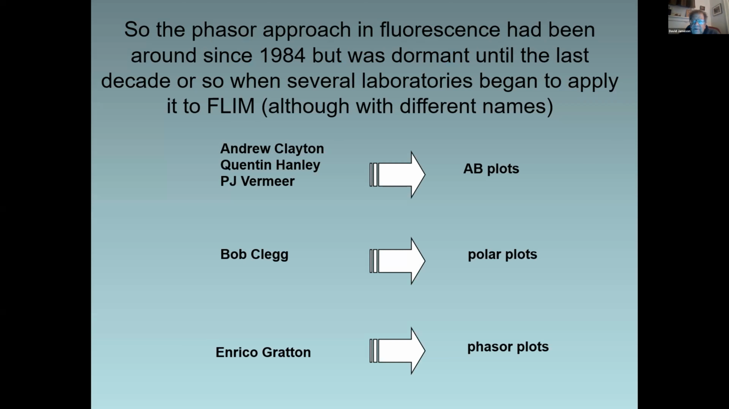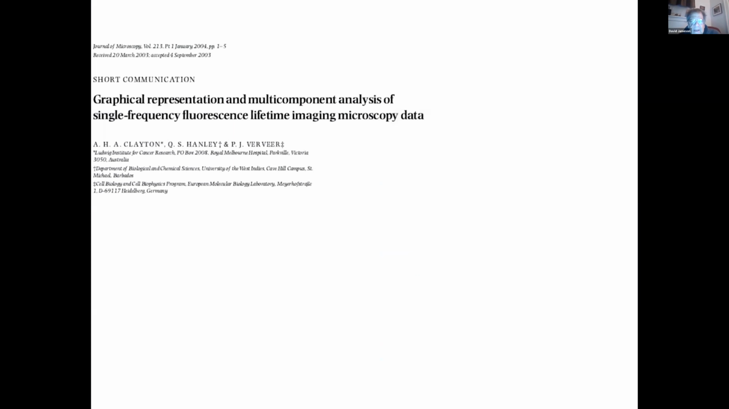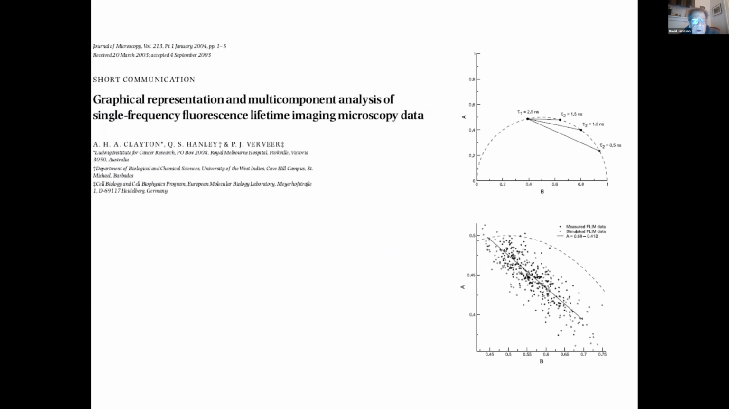The phasor approach in fluorescence was around since '84, but it was dormant till the last decade or so, when several labs began to apply it to FLIM, but with different names. We'll talk about them and the names. So the first representation with a microscope was by Andrew Clayton, Quinn Bailey, and Peter Verveer.